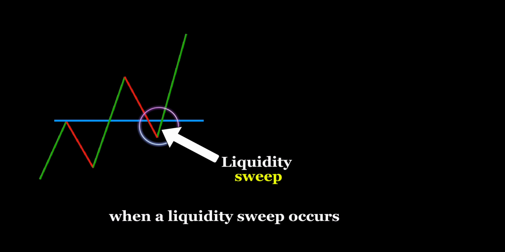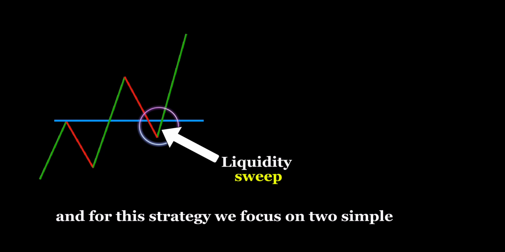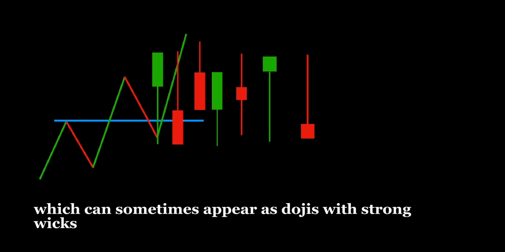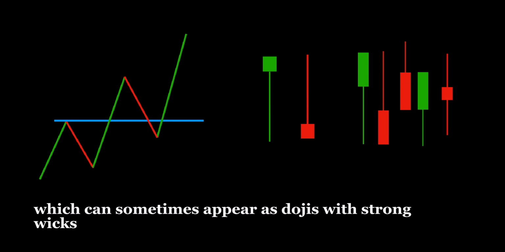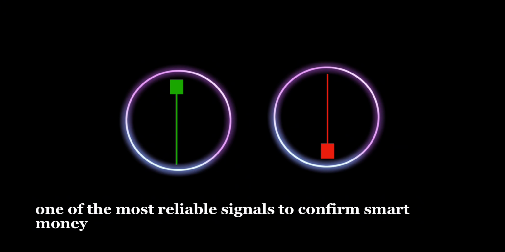When a liquidity sweep occurs, it doesn't just grab stop losses. It often leaves behind a clear signal, a footprint in the form of a candlestick pattern. And for this strategy, we focus on 2 simple but powerful confirmation signals, the pin bar and the tailed bar, which can sometimes appear as dojis with strong wicks. Let's start with the pin bar, one of the most reliable signals to confirm smart money interest.